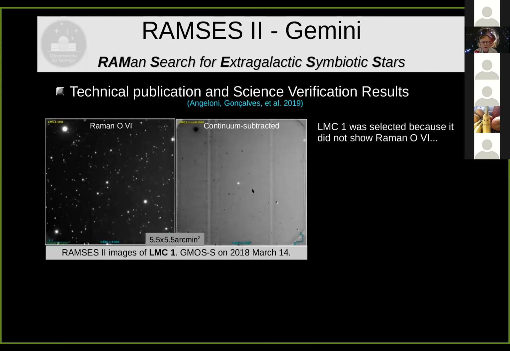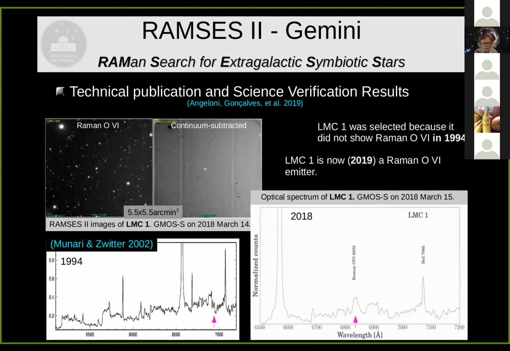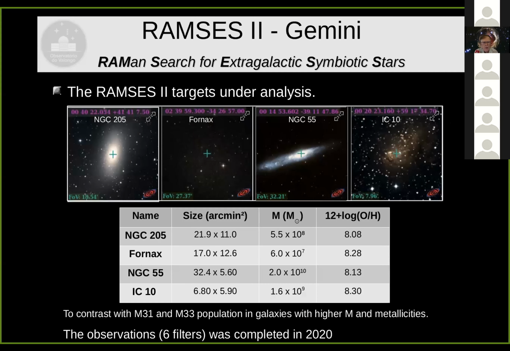And then a very nice surprise in this science verification was that we also pointed to LMC 1, a system that so far was known for not showing this emission, but we found it. Again, in the following days we took the spectrum, and you see here the emission. So nowadays, this object is emitting. So with all of this, we proved that our technique works.